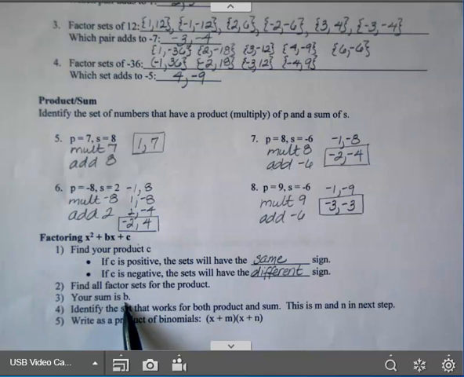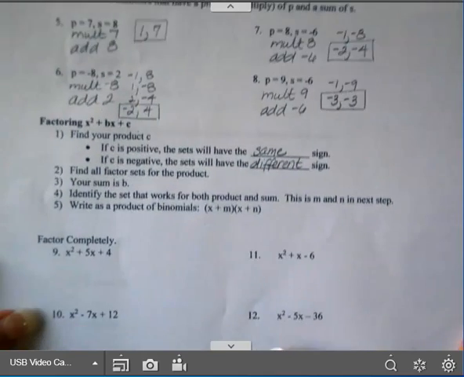So we did that in the last two pieces of the notes. We're going to identify the set that works for both the product and the sum. This is what m and n are in the next step. So whatever numbers work, you're going to fill in for your m and your n.